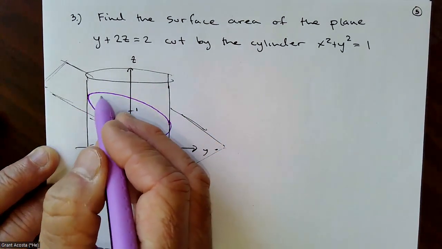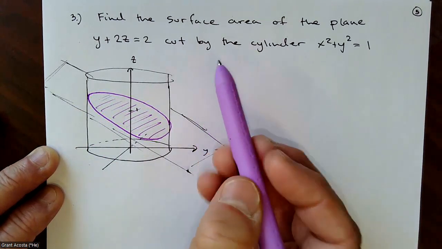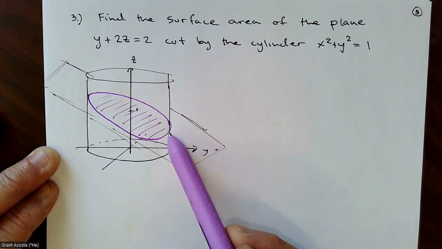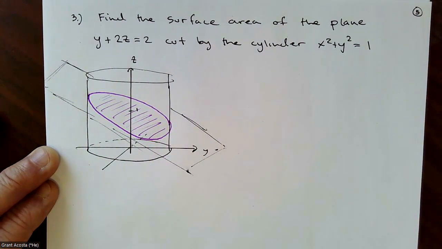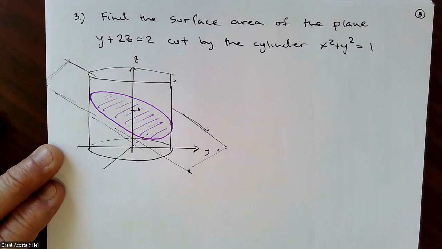So this is what we want to find the surface area of. It's the part of the plane, this plane right here, that was cut by this cylinder. We want to find the surface area of that. Okay, so we need a parameterization.